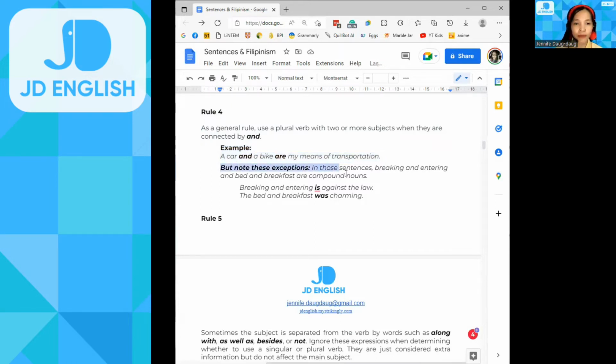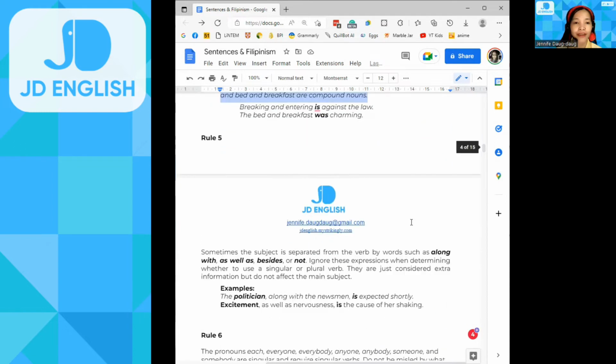But note these exceptions. In those sentences, breaking and entering and bed and breakfast are compound nouns. Breaking and entering is against the law. The bed and breakfast was charming.